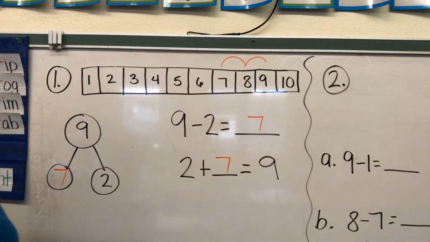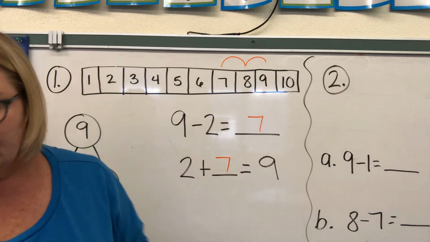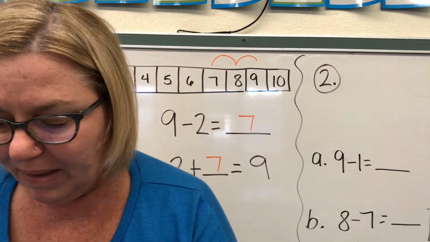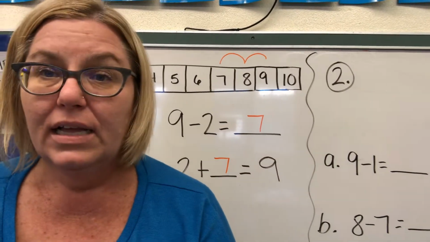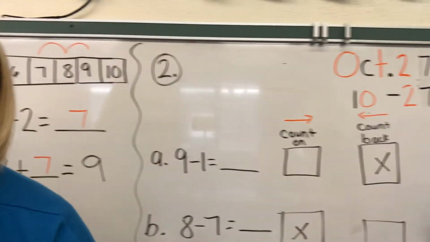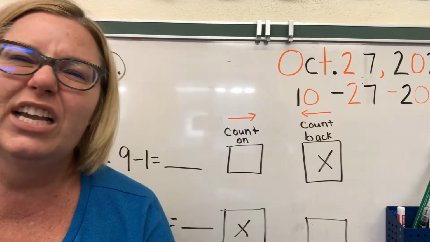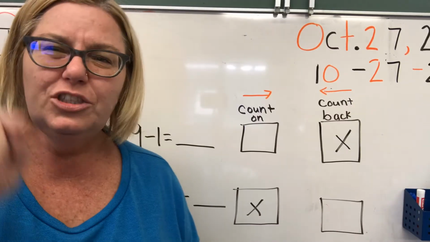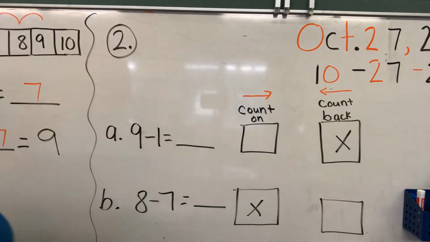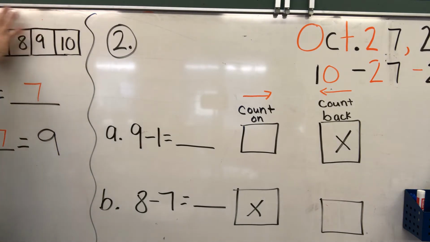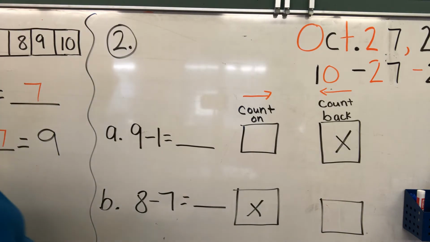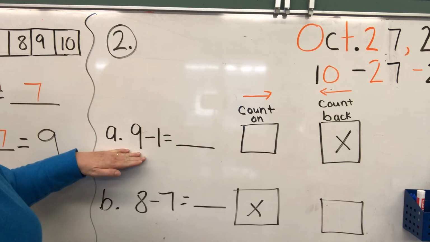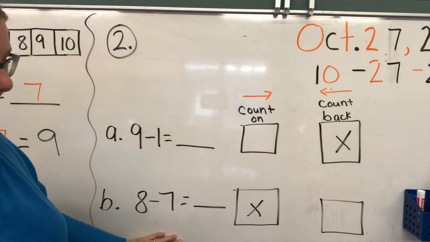So now let's look at this second example. It says, solve the number sentences. Pick the best way to solve and check the box. Well, they kind of checked the boxes for us already, so we're going to go with that. But I want you to know what to do for your asynchronous work. So we have 2 choices. We have 9 minus 1 and 8 minus 7.